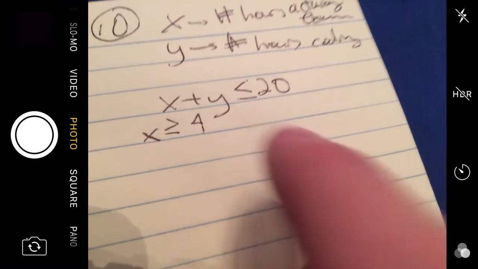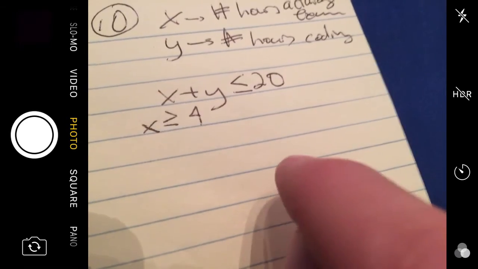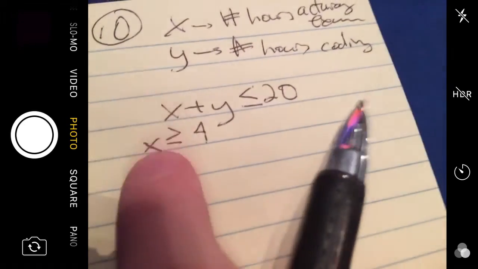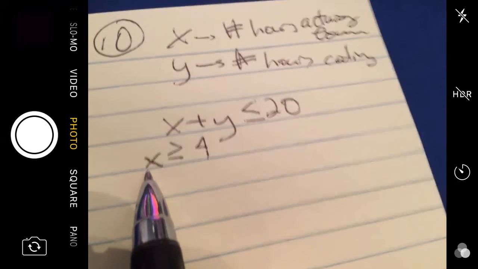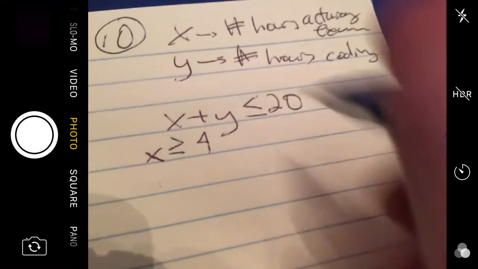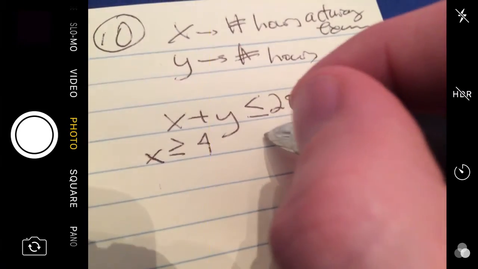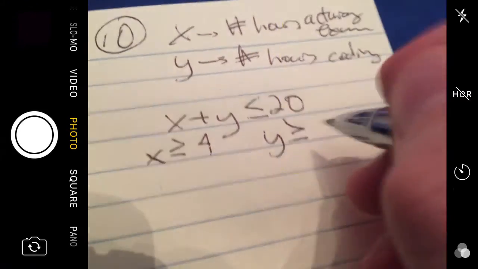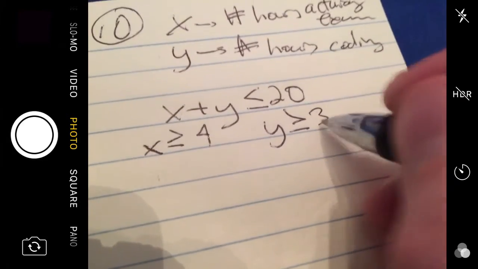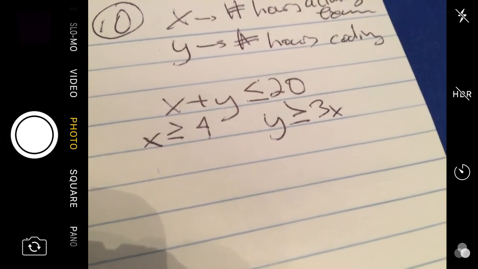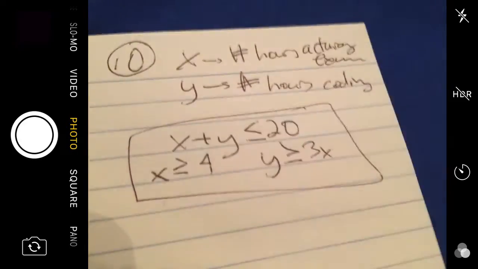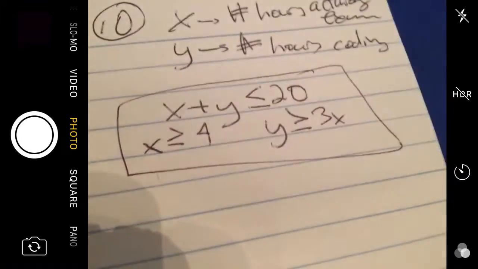Next, he also wants to spend at least 3 times as much studying for the coding exam. That's 3 times as much as this guy right here, x, the time you're spending for the actuary exam. So for his coding exam, that's y. It needs to be at least triple x, 3 times x. And that's it. What we have to do is write the system. We don't need to graph it or solve or anything. Got 3 inequalities. Cool. That's number 10. And finally, number 11.